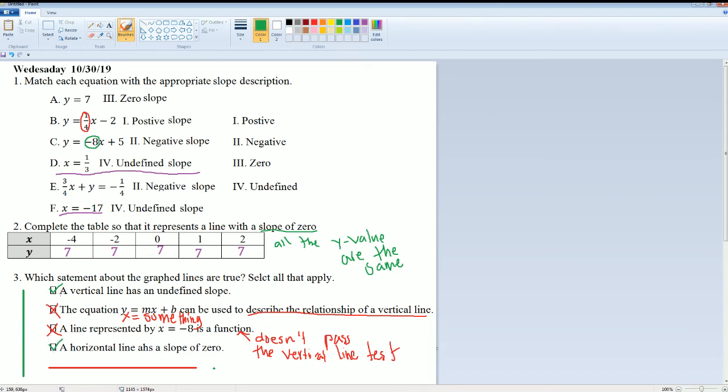All right. So the top one, a vertical line has an undefined slope. That is correct. And a horizontal line also has a slope of 0. There you go. Those are also the definitions of an undefined slope and a slope of 0. You could get those from your core concept. All right. There you go. Those are all your homework solutions for Wednesday, October 30th.